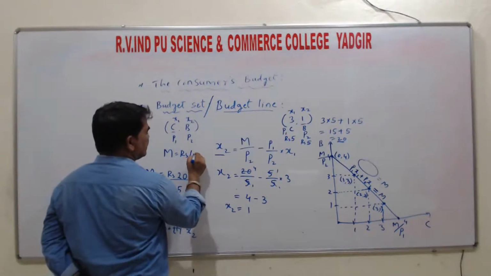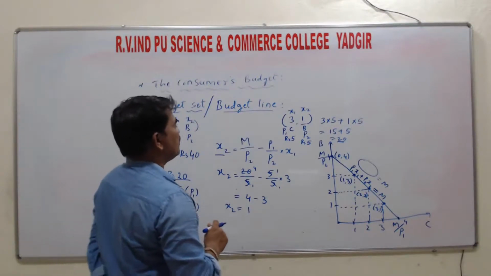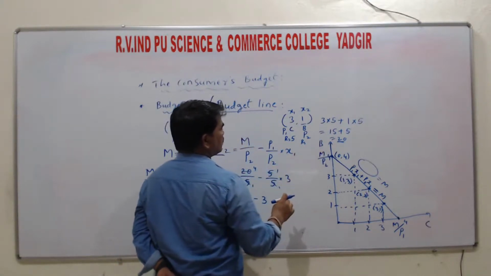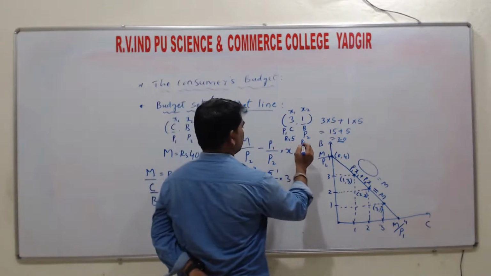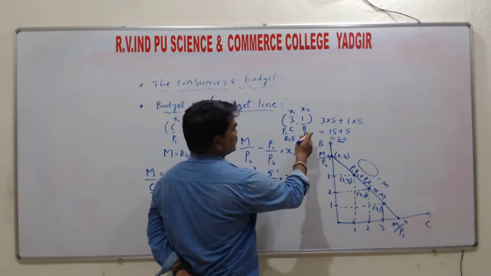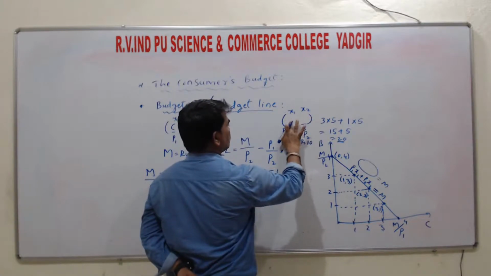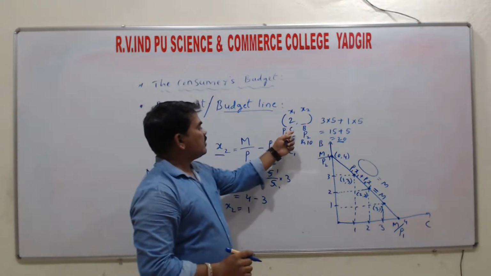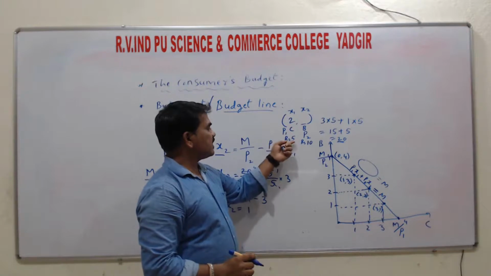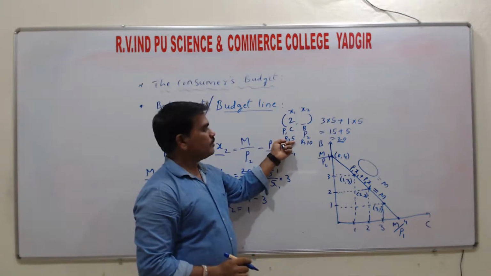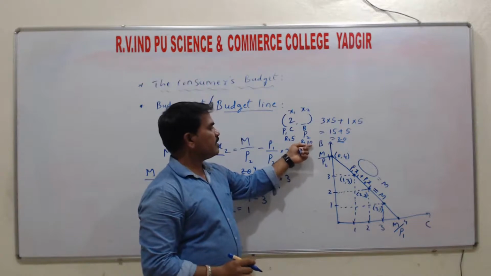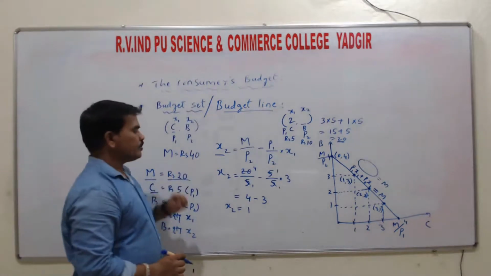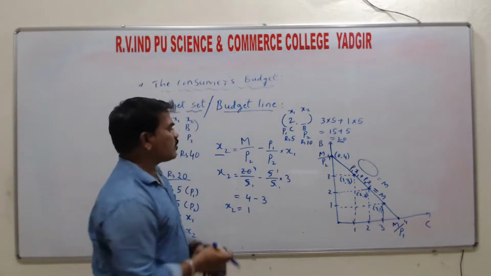We can say income here is 40. I have taken the quantity of chocolate as 2 and the price of chocolate is 5. The price of biscuit is 10, and we need to find out the quantity of biscuits, where the income is 40. So now we'll try to find the quantity of biscuit.